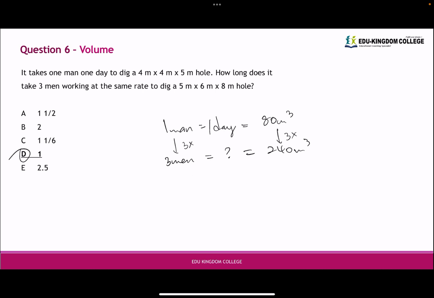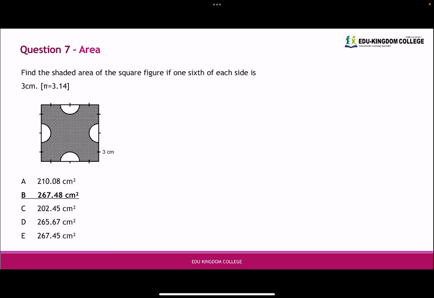So it's 3 times the volume, but we have 3 times the number of men. So each man does 80 meters cubed in one day, which means that 3 men in one day will be able to do 240 meters cubed. Now, find the shaded area of the square. Figure out if 1/6 of each side is 3 centimeters.